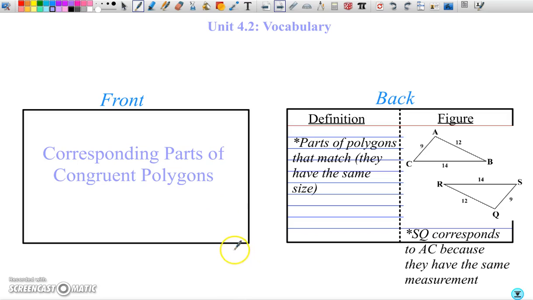Corresponding parts of congruent polygons are parts that match and have the same size or measurement. In this figure, here's triangle ABC and triangle QRS. SQ, this side over here, corresponds to AC over here because they have the same length. They aren't necessarily in the same position, but they have the same length, so they're corresponding. With the same reasoning, BC, which is 14, would correspond to our RS, which is 14.